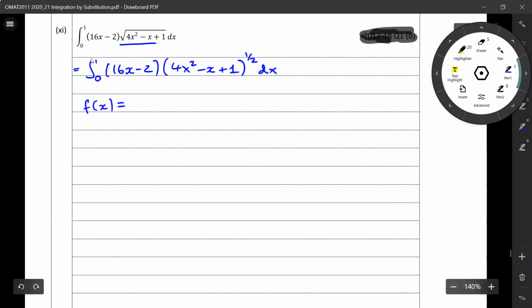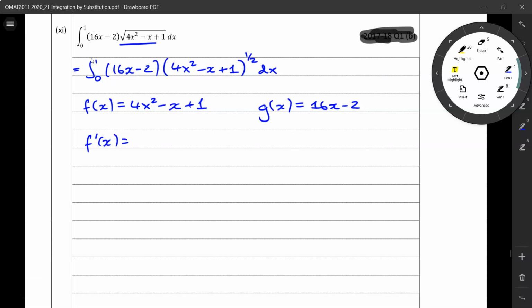F at x is the larger function, 4x squared minus x plus 1. G at x is the other function or term in the product, 16x minus 2. We get the first derivative of f at x. So 4x squared, the derivative is 8x. And the derivative of minus x is minus 1.